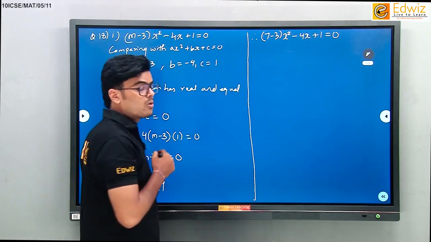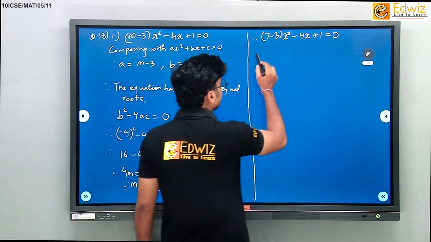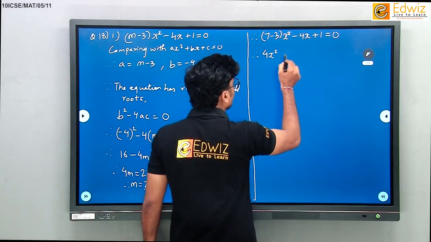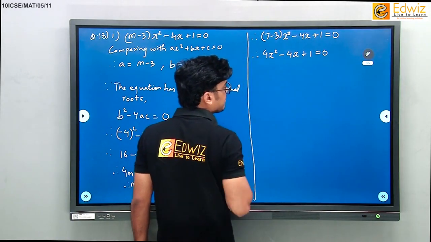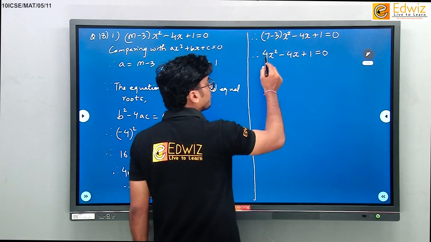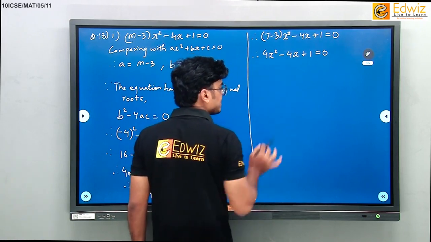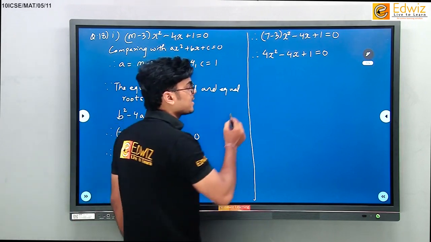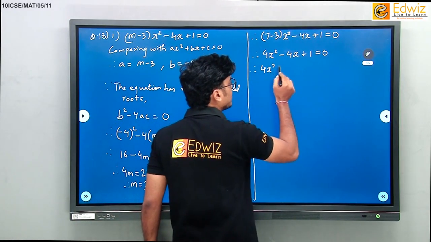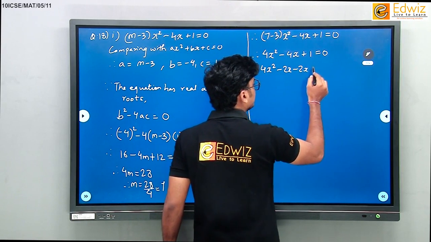This is the equation now. Instead of m, I have just written 7. 4x square minus 4x plus 1 equal to 0. Now in this entire equation, we have to find the factors of 4 into 1, such that the addition of the factors will be minus 4. So both the factors are negative. What are they? Minus 2x, minus 2x.